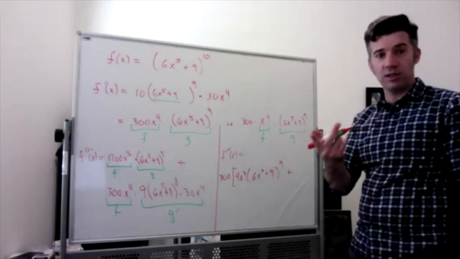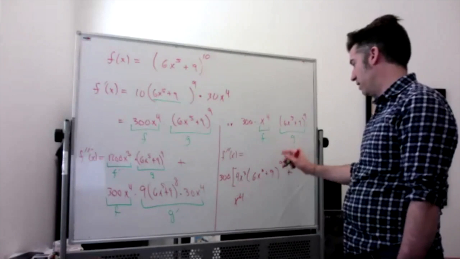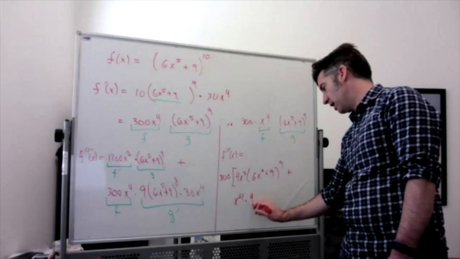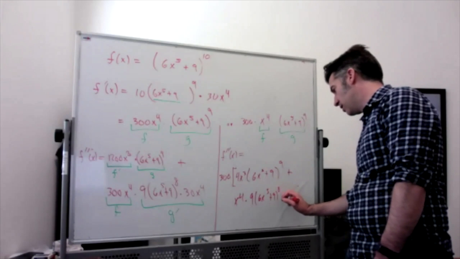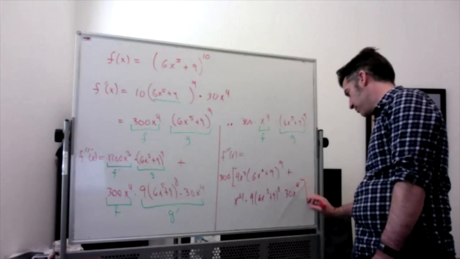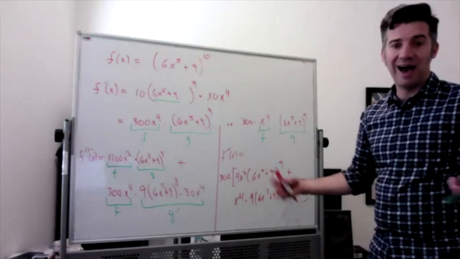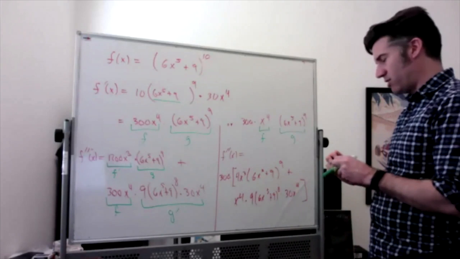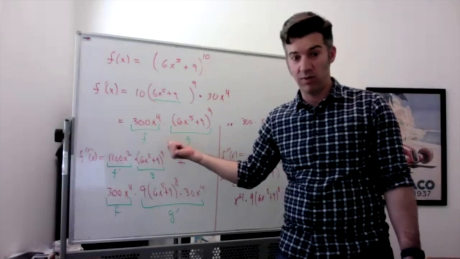Plus, then we switch it. We do the x to the fourth left alone times the derivative of this, which is 9 times 6x to the fifth plus 9 to the eighth times the derivative of that, which is 30x to the fourth. So it's 300 times all of this. Either way is fine. I personally find it just easier to think of the 300 kind of attached to the x to the fourth there.